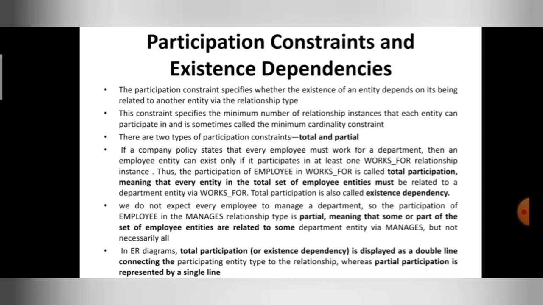Next, participation constraints and existence dependencies. In participation constraints, there are 2 types. One is total participation, and one is partial participation. Total participation is displayed by two lines, double lines. Partial participation is represented by single lines.